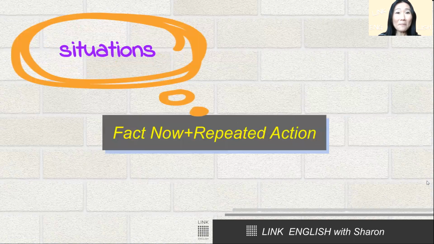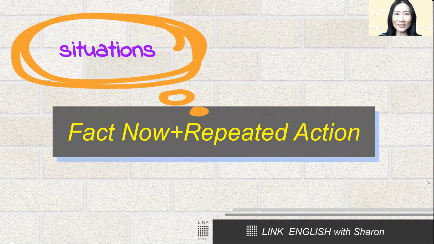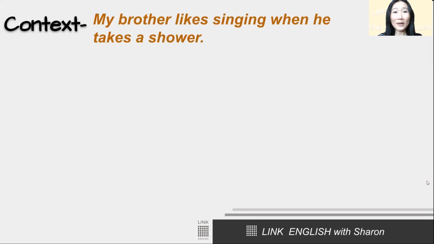Next, I'm combining these two situations in one sentence. Look. My brother likes singing when he takes a shower. Shh, don't let him know. I tell you the secret.